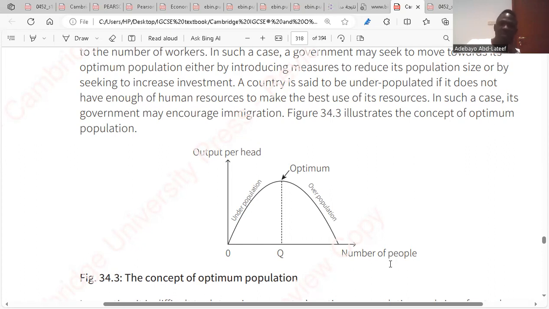So this is how it looks. Output per head is high. When the output per head is higher than the number of people, that is underpopulation. If the output per head is equal to the number of people, that is optimum population.